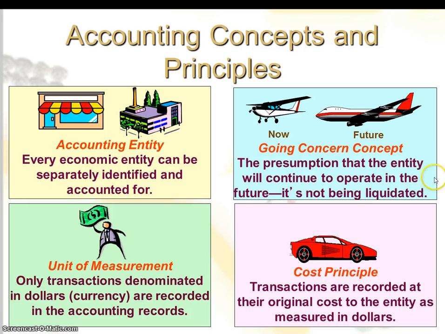The second concept we're going to talk about is the going concern concept, and that all financial statements are published with the expectation that the company is going to continue into perpetuity. If there's any doubt as to whether a company can continue for another year, their auditors are required to disclose that in their audit report.